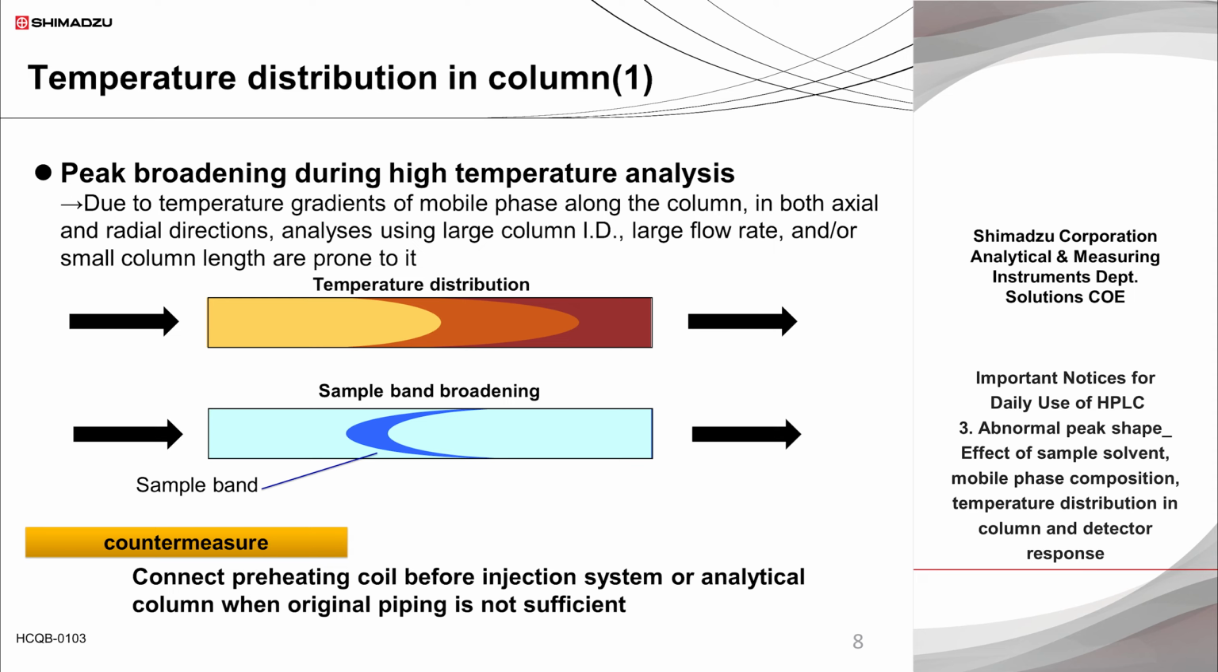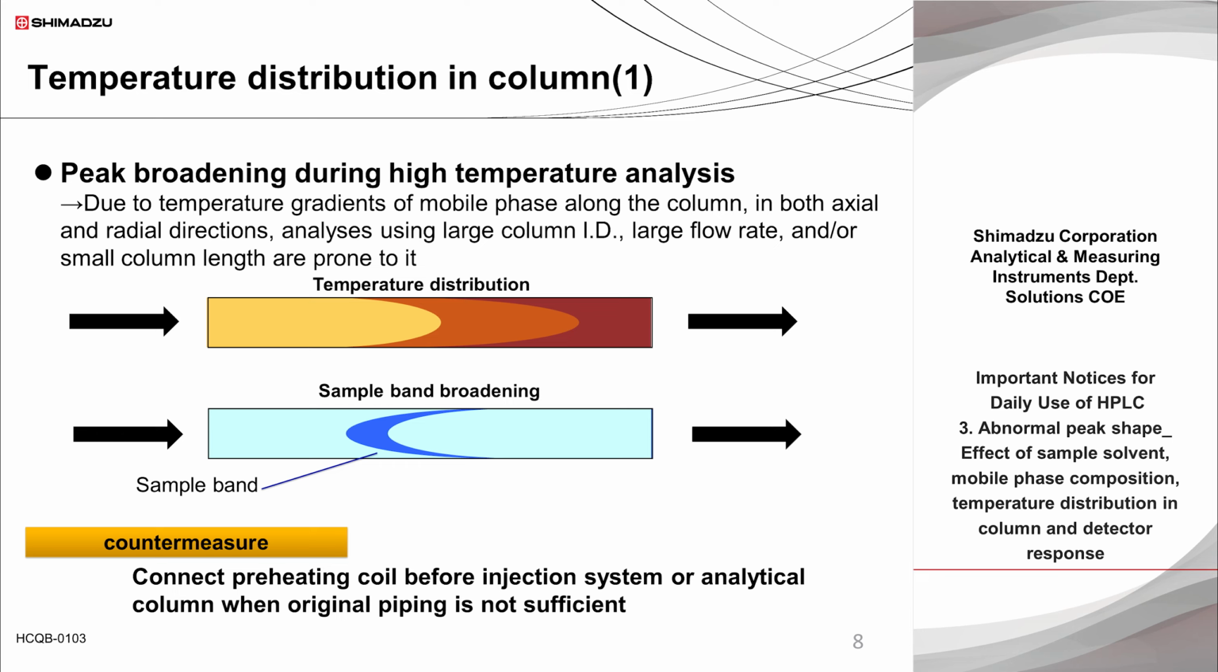The temperature distribution in the radial direction has a significant effect on the peak shape deterioration. Molecular motion is accelerated in the high temperature zone near the column wall, resulting in a higher mass transfer rate and a faster sample band passing along the column axis. In contrast, in the center of the column, where the temperature is lower, mass transfer is slower and the passing speed of the sample band is lower, resulting in a large sample band broadening due to curvature of the sample band, as shown in the lower part of the figure, and causing the peak shape deterioration.